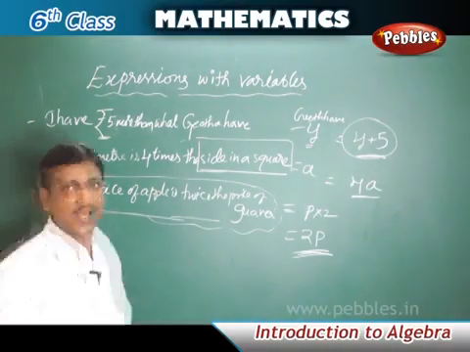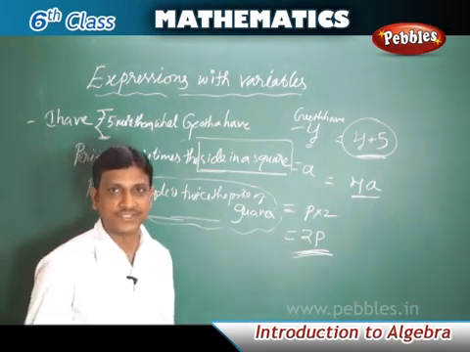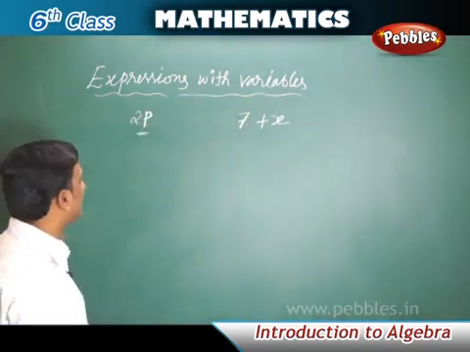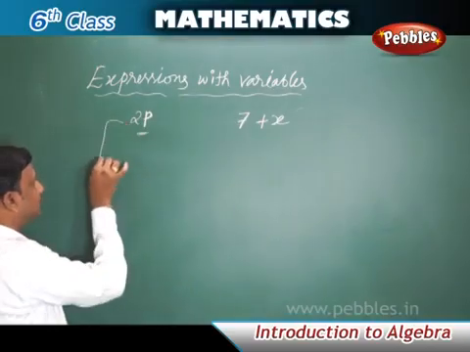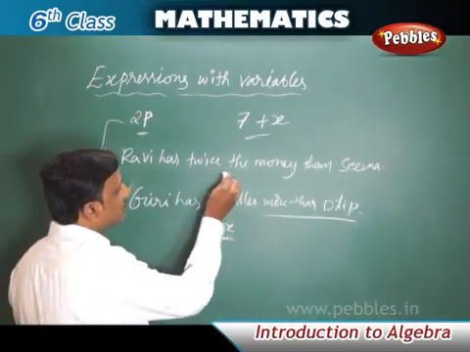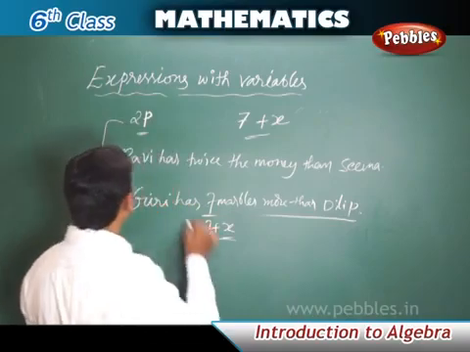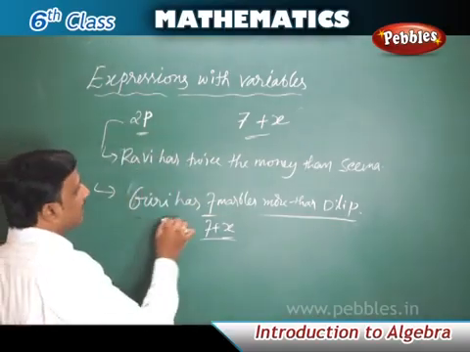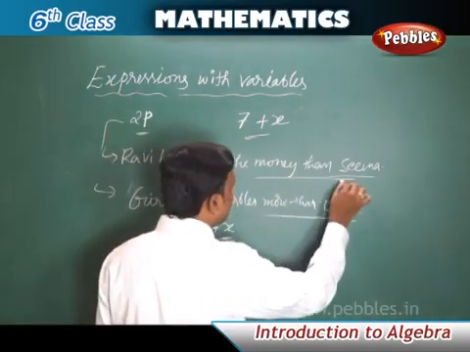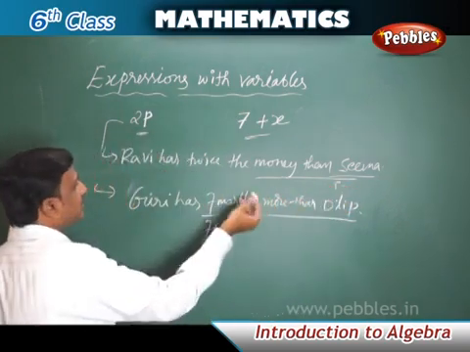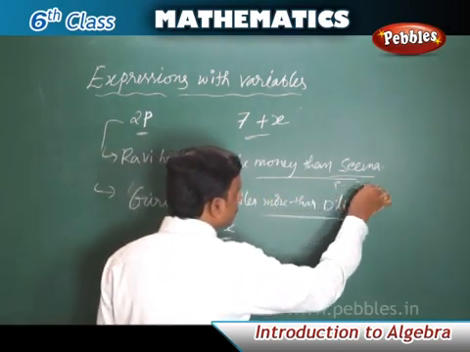Now we see how to write statements for expressions. Here are some expressions. Now see how to write the statements for this. 2p. Here Ravi has twice the money than Seema. The money Seema is having is p. So Ravi is having twice, 2p.